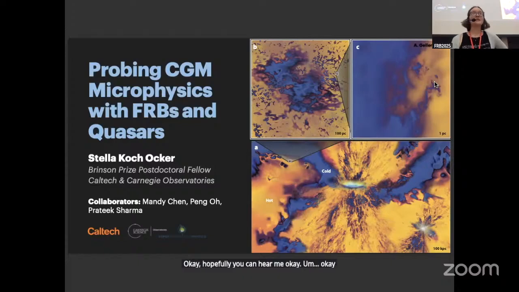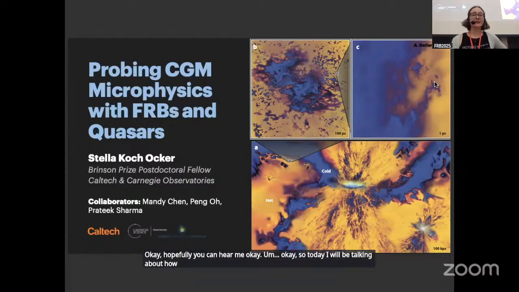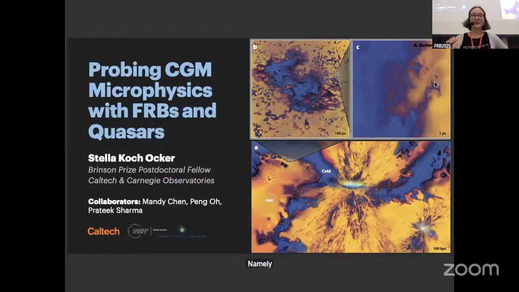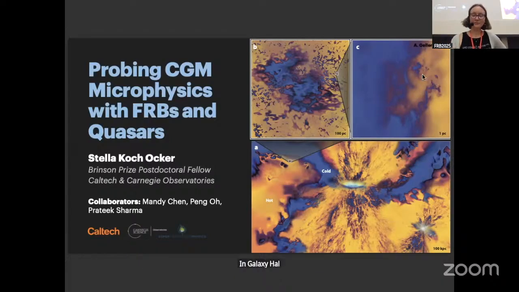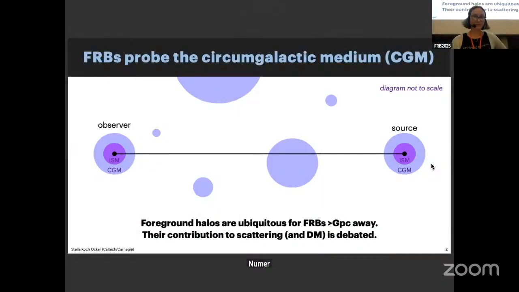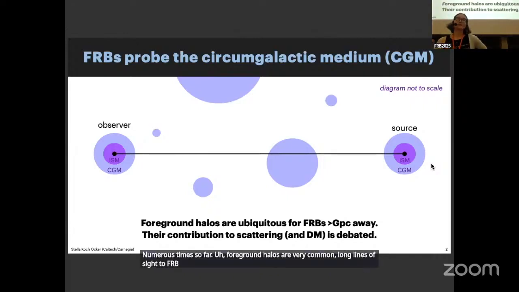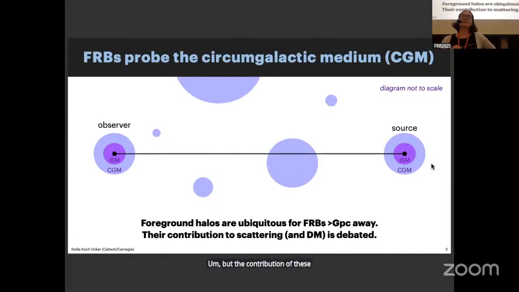Okay. So today I will be talking about how we can leverage FRBs in tandem with other probes of the CGM, namely quasars, to learn more about the fundamental processes that are regulating multi-phase structure in galaxy halos. As we've seen numerous times so far, foreground halos are very common along lines of sight to FRBs at greater than cosmological distances. But the contribution of these halos to the observed DM and scattering is debated.